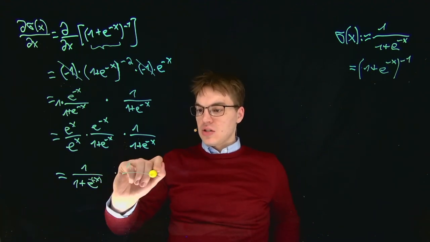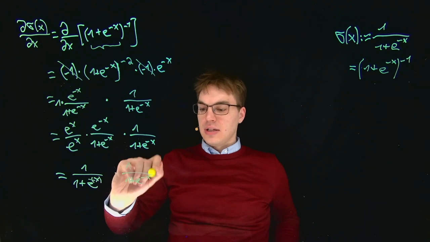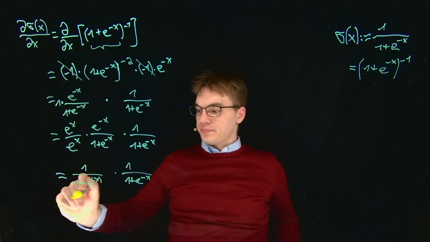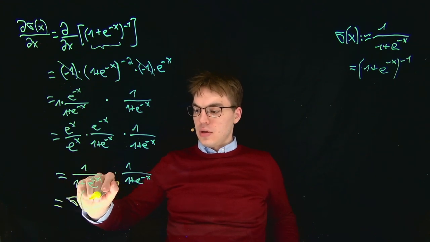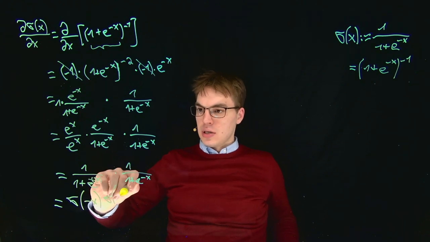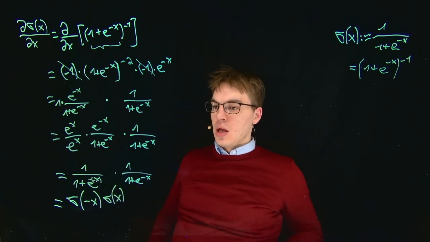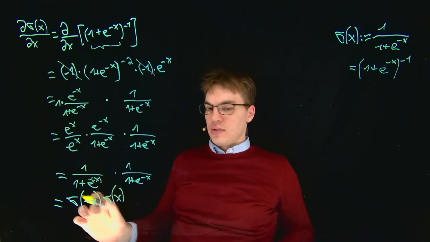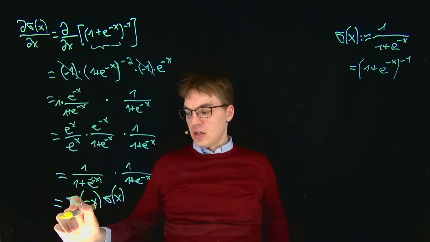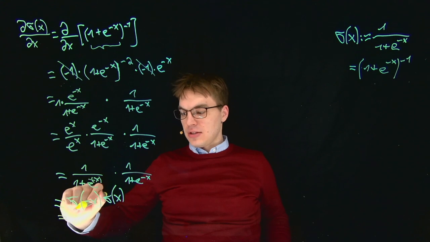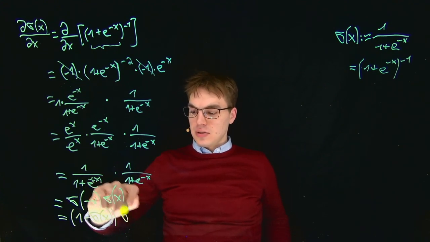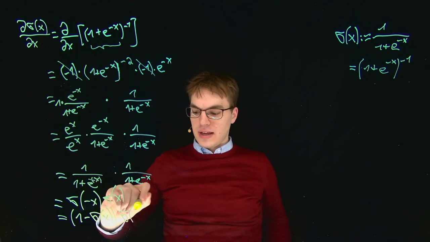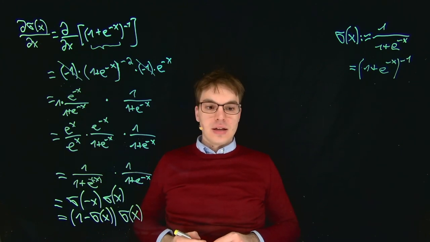And this stays the same, and we can now fill in our definition again. So here you get sigmoid of minus x times sigmoid of x. And if we want, we can use the previous property, the symmetry property, and can simply rewrite this as 1 minus sigmoid of x times this part, sigmoid of x. And that's our derivative.